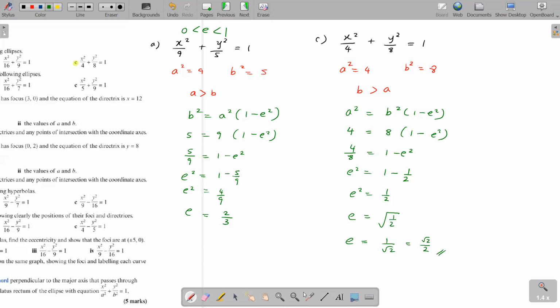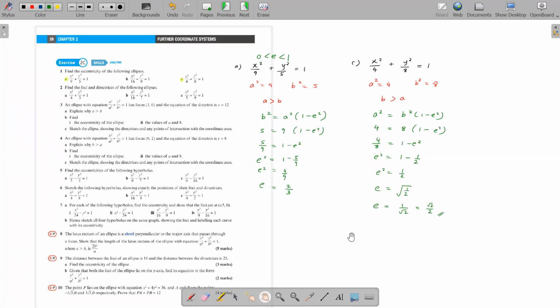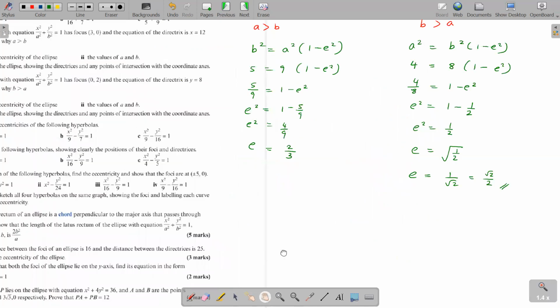Okay, so this is it. It's quite simple, right? So you now know how to find the eccentricity in the simplest way. Okay, let's quickly discuss the third question also.